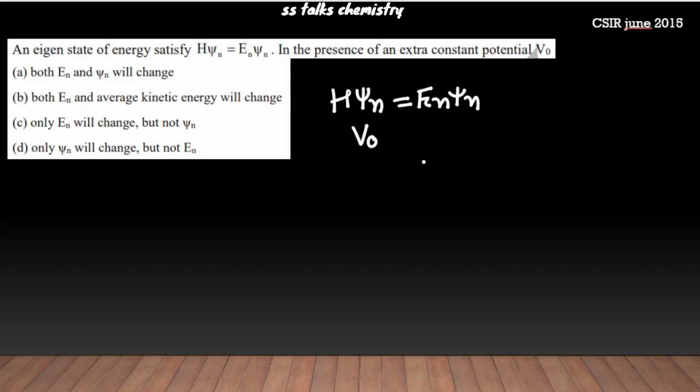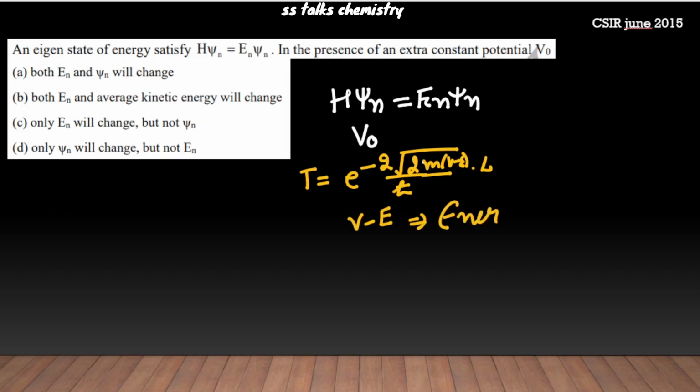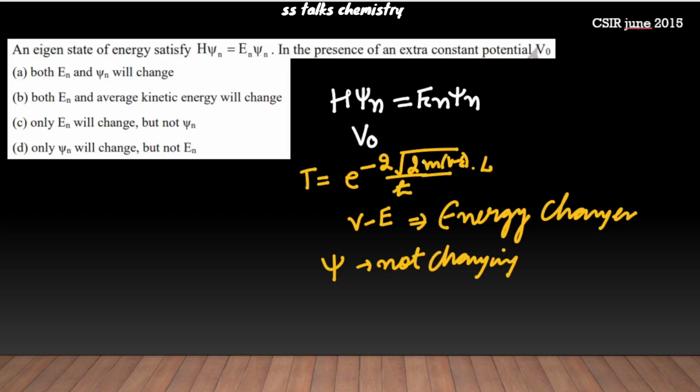In tunneling you have seen that this potential was also applied. The tunneling value that you were getting was e raised to the power of minus 2m times (V minus E) upon h cut, into the L value we were having. So here the term V minus E arises, which implies the energy value is changing. The energy changes, but the wave function is not going to change. It is not changing.